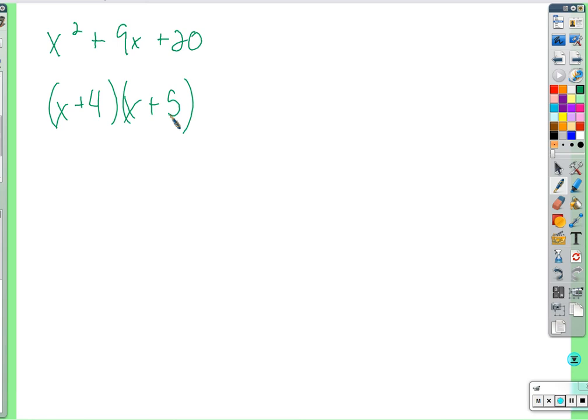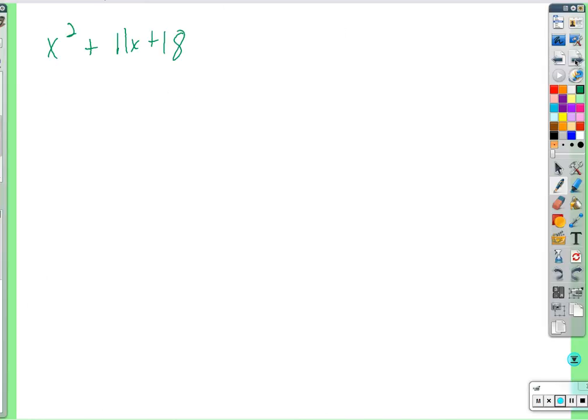Make sure you got the signs correct. Which signs do we need to use? And then see which ones add up to 9, add up to whatever it is that you're trying to get. I'm going to change this real quick to a negative 11.